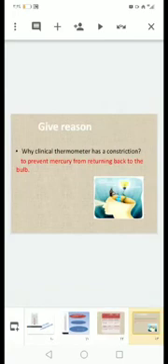Give the reason why the clinical thermometer has a constriction: to prevent mercury from returning back to the bulb. But after a short time, when we shake the clinical thermometer well, what happens? It will return back to its position, to the bulb.